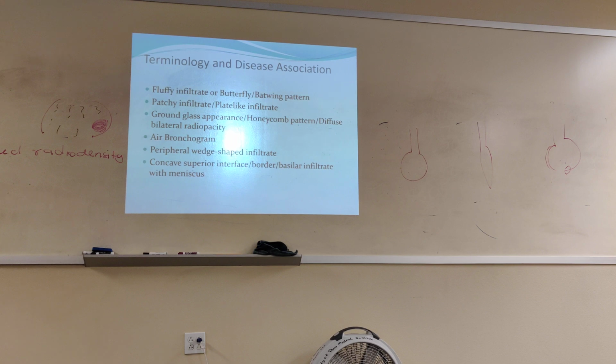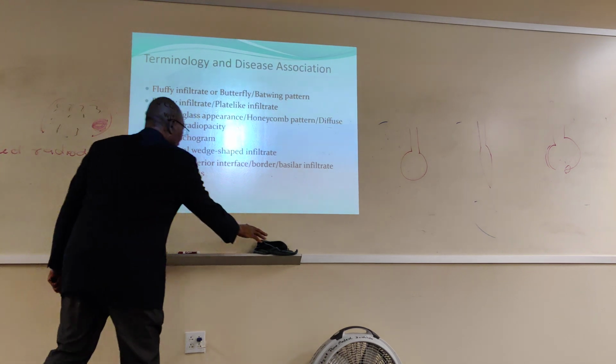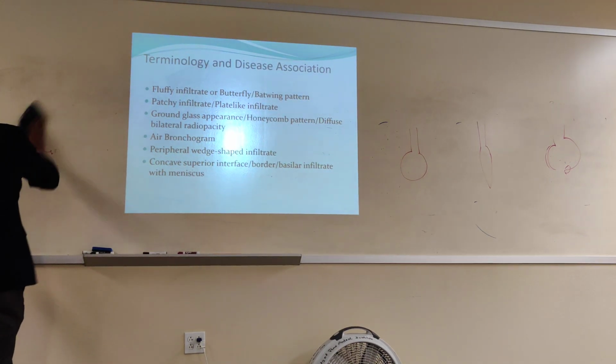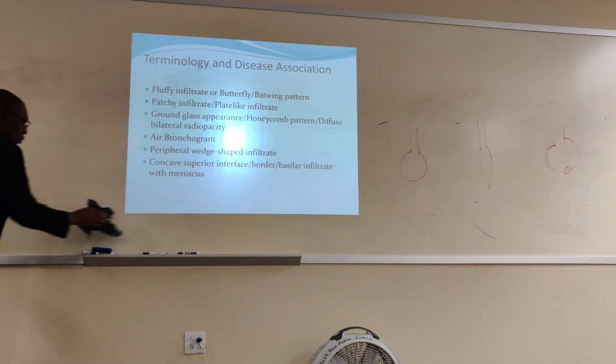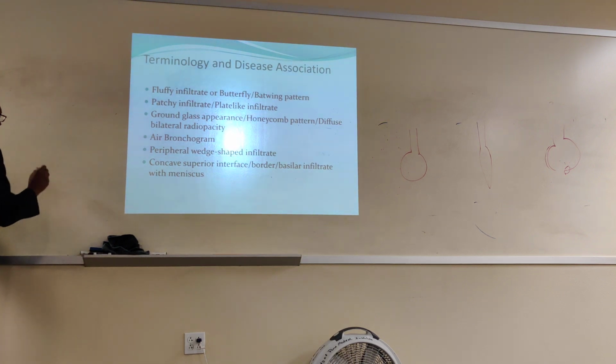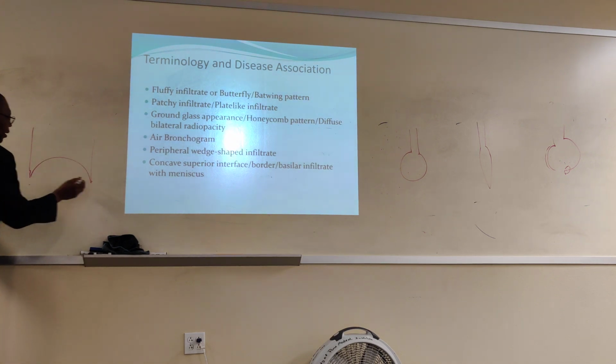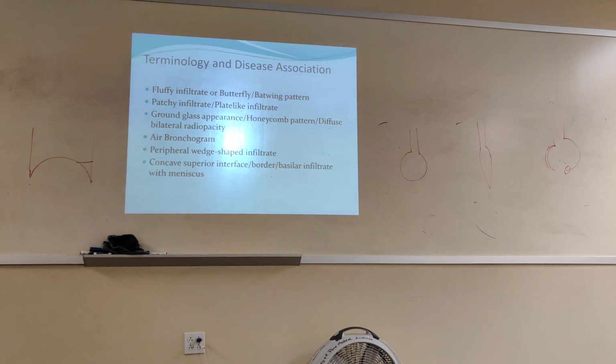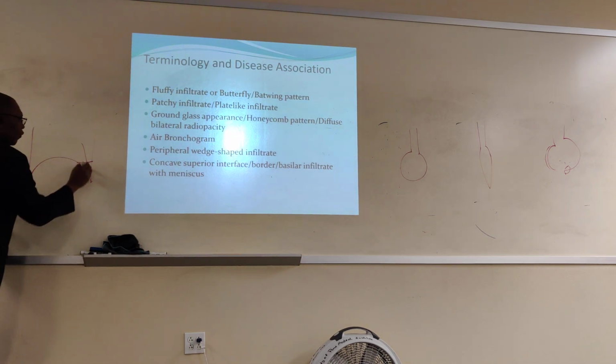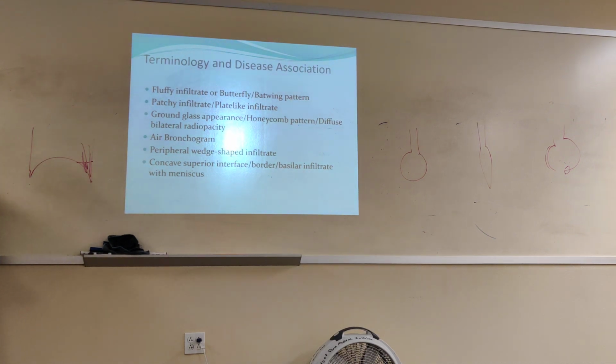And then we have concave superior interface border, or basilar infiltrate with meniscus. That's pleural effusion. Pleural effusion messes up the angle between the lungs and the chest wall, or the diaphragm and the chest wall, sorry. So this is the chest. Here's your diaphragm, like that. So this is called the costophrenic angle. Now, when you have fluid in here, this angle will look different. Okay, if you look at it on the chest, it will be white. It's supposed to be dark around this area, but it will be white. So you get fluid. Okay?